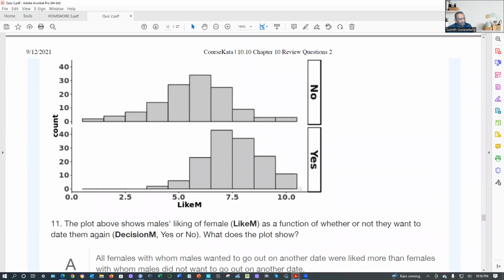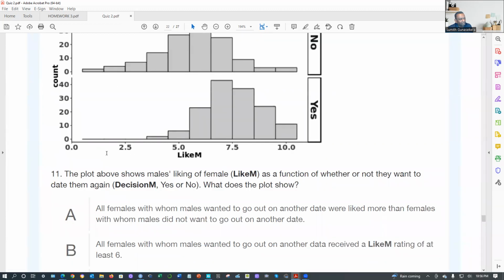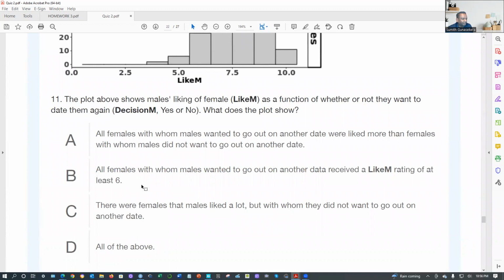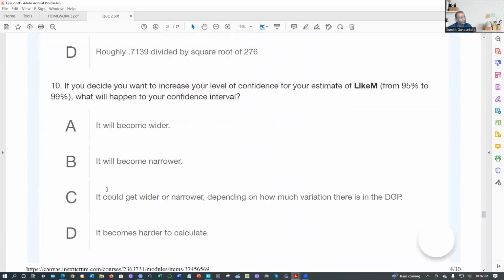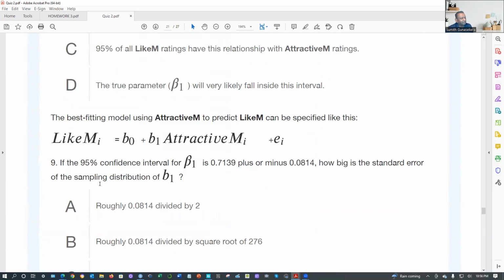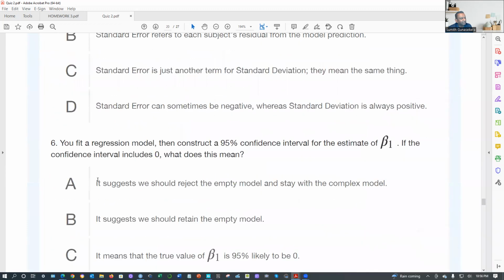They like a lot, but most of them say no, no, no. With different levels of liking, they all like, but most of them say they don't want to go on another date with them. There were females that males like a lot, but with whom they didn't want to go out on another date.